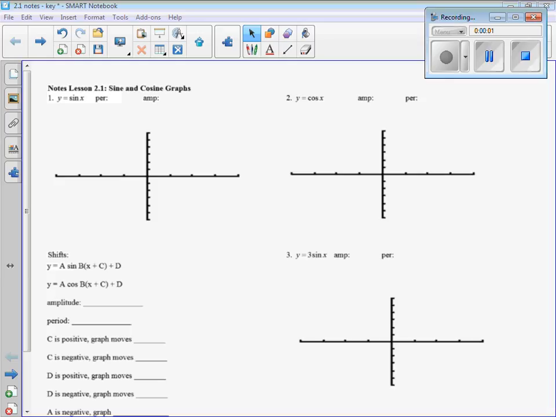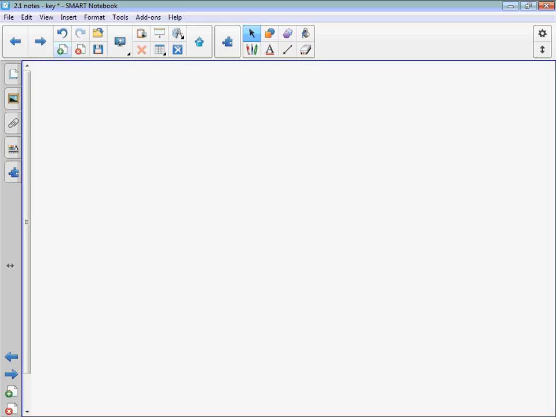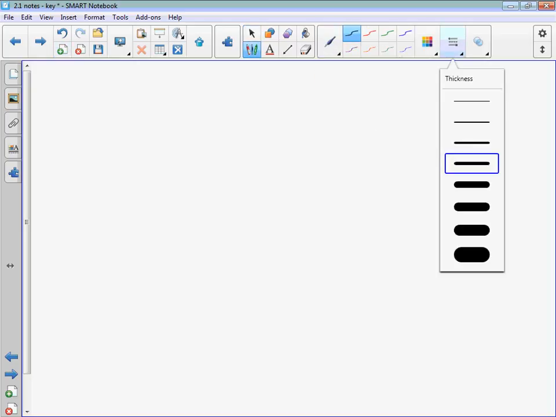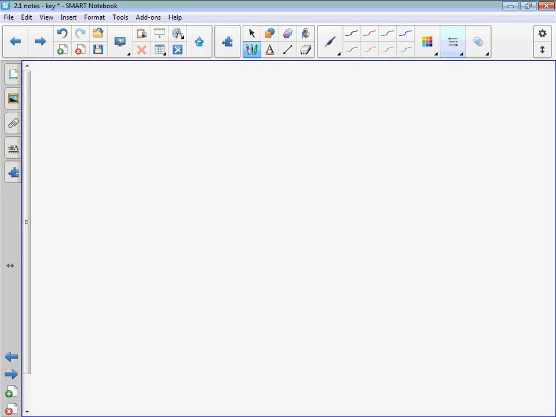Right, so to graph our sine function, the first thing we're going to do is go to our unit circle. You don't have to draw this. This is just reminding you of everything you should already know.